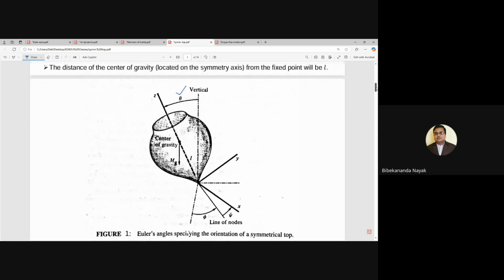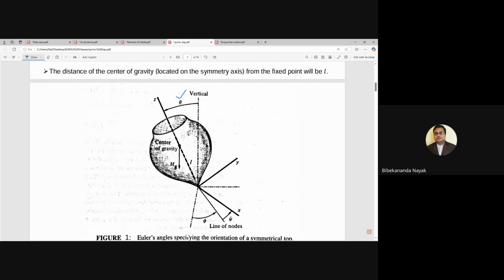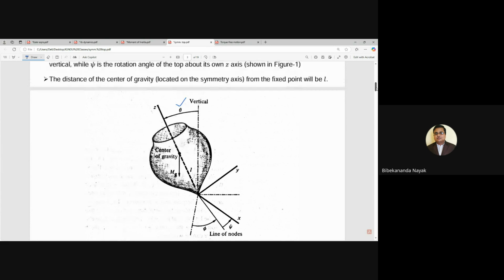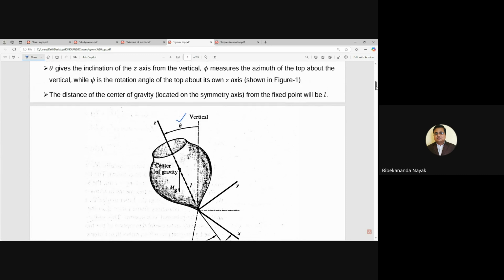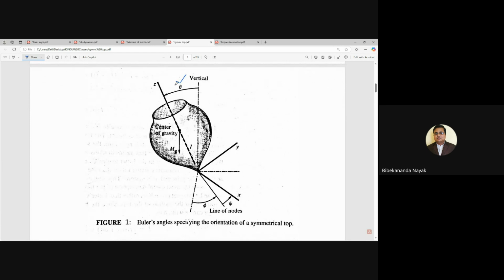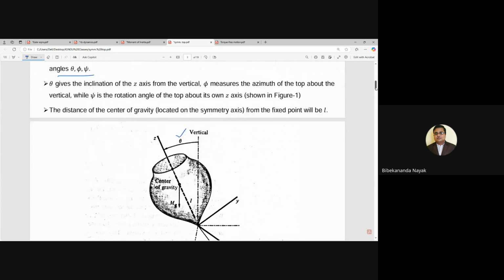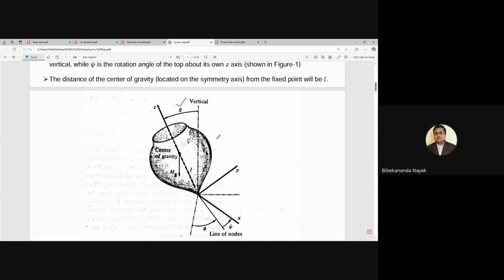Okay. Actually, this is the second angle, theta. Phi is this angle and this is psi. Phi, theta, psi. Phi is actually rotation about the z axis. Phi is the first one, which is called the azimuth of the top. Then theta, then psi. Psi is the last rotation about the z1 axis, or you can say z prime axis, the final axis, the body axis.